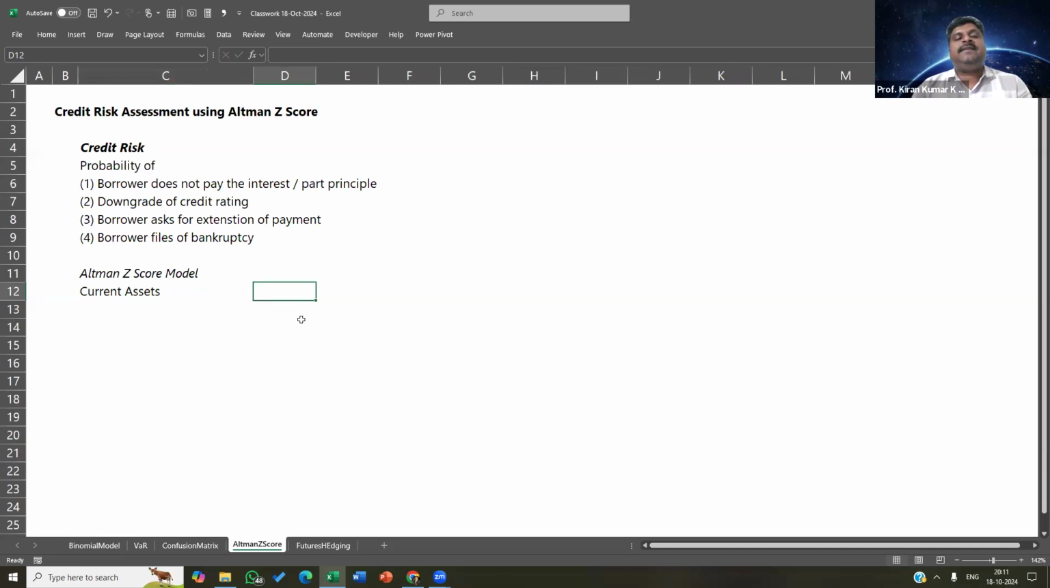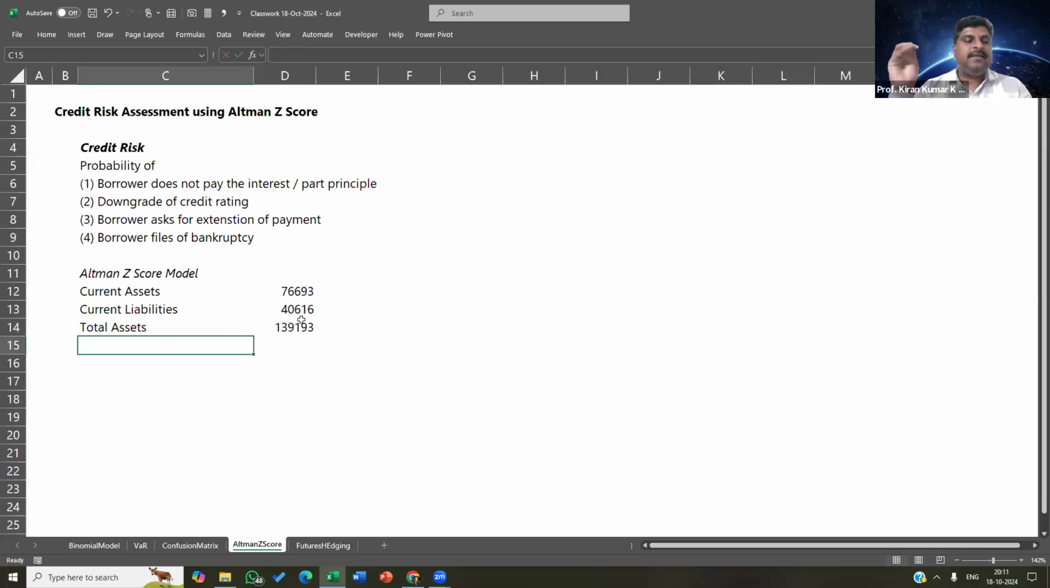Let's assume that there is a company whose current assets are around 76,693 crores, or millions, whatever number you want to assume. I'm going to keep it neutral. Let's say the company's current liabilities are around 40,616. The company has total assets of around 1 crore 39 lakh 193. These are the information I need to extract from the company's latest financial statements.